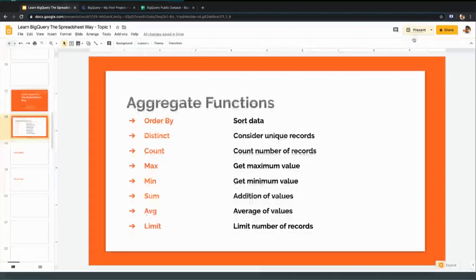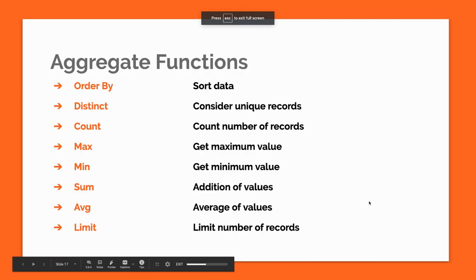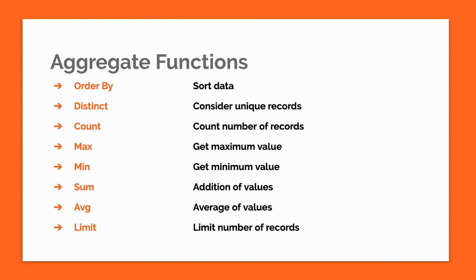Okay. So summarizing once again, the aggregate functions that we covered are order by, distinct, count, max, min, sum, average, limit. With this, we come to an end of this second video.